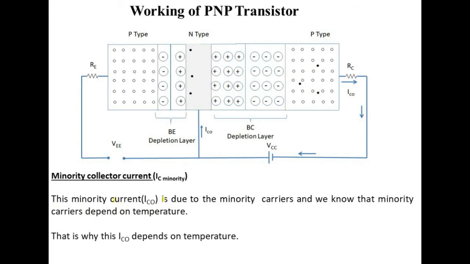This minority current ICO is due to the minority carriers, and we know that minority carriers depend on temperature. We have already discussed this fact when we were studying semiconductor physics. That is why this ICO, or this minority current, depends on temperature.